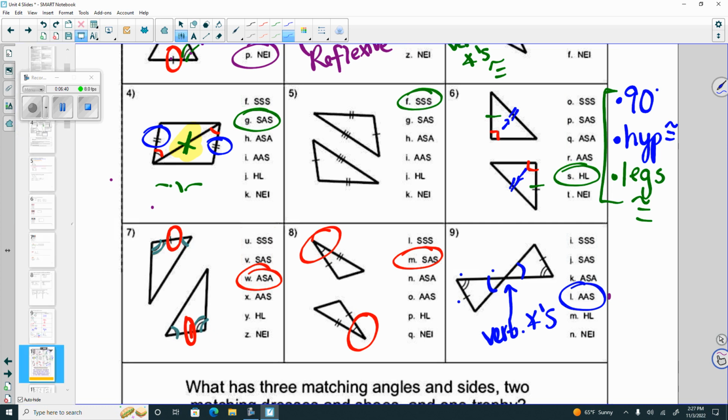Let's take a look at number 10. That's not going to work. Hold on, give me 1 second.